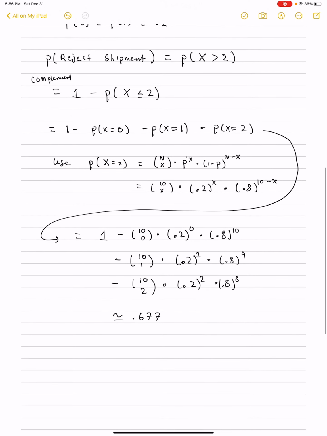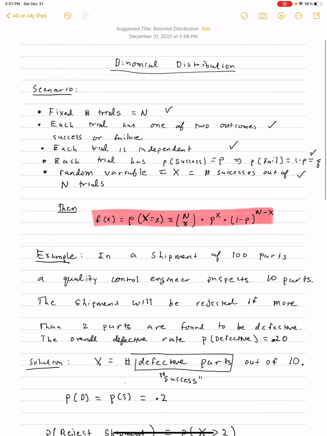Okay, so that was an example of using the binomial probability distribution to calculate probabilities. In doing so, we had to use the complement rule, and make sure that it corresponded to the scenario of a binomial distribution, which means I need to go through this scenario and make sure that each of these is a check mark. Then I can use the highlighted probability distribution.